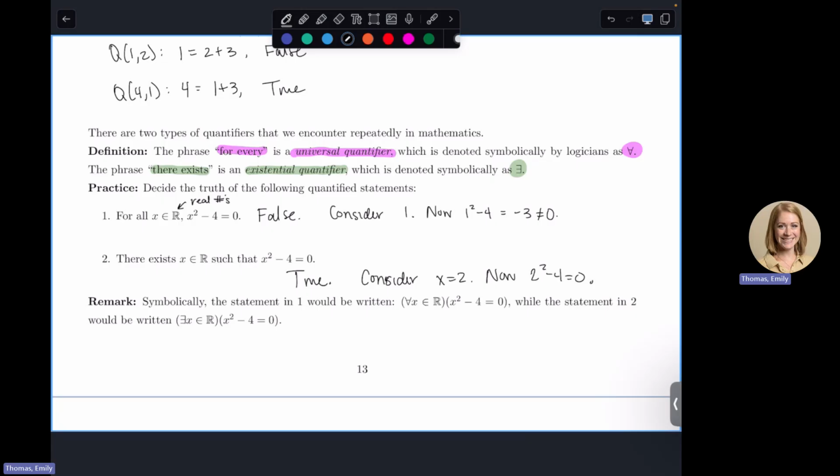So you can see the symbols here. Symbolically, statement 1 is like this: for all x in R, x squared minus 4 equals 0. And then the second one is there exists an x in R where x squared minus 4 equals 0. Tracking that, the symbols? Okay. I think we'll have much more time to practice with that in a moment. That's what page 15 is. We're going to do just fine. Okay, let's keep going.